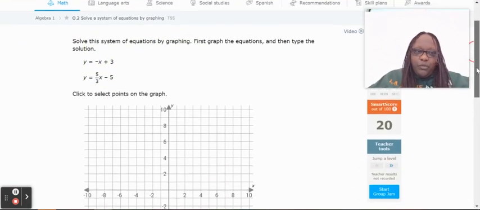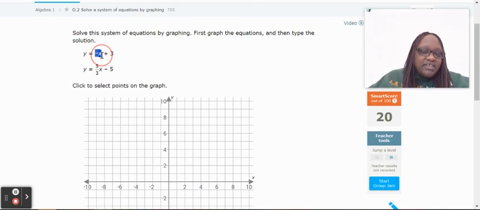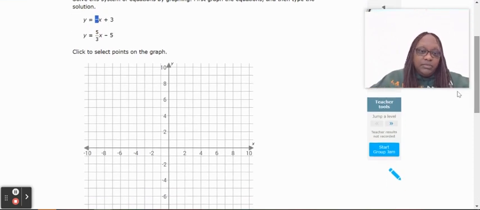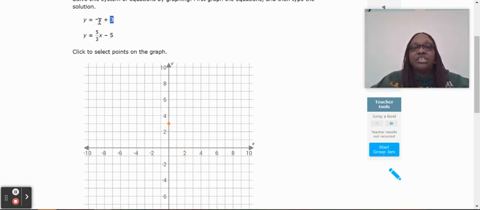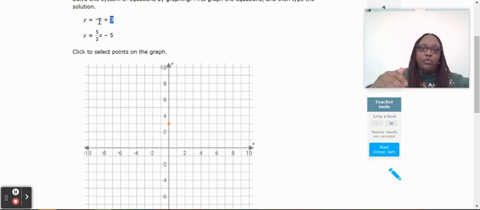Okay. For one like this, negative x, think of it as an invisible one. So instead of it being just negative x, it's negative 1x for that slope. So I'm starting first at the 3, and then the slope is negative 1. When I think of that as a fraction, it's negative 1 over 1. So I'm going to go down 1 space and 1 space to the right.